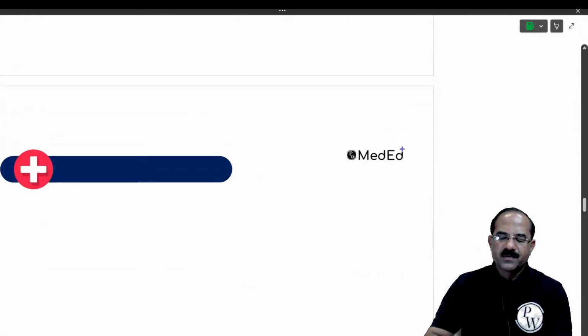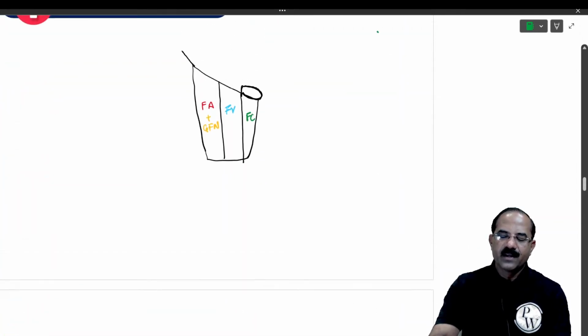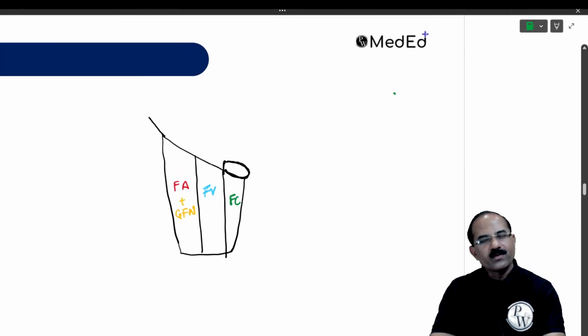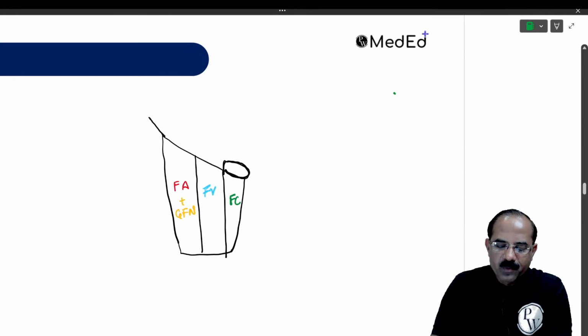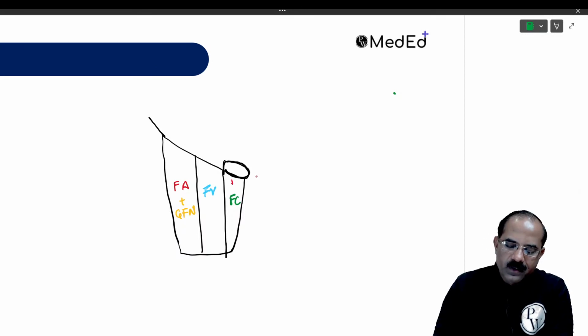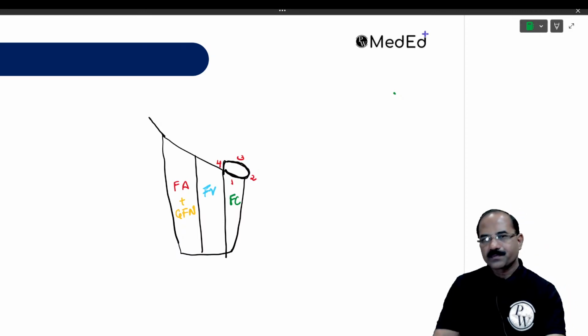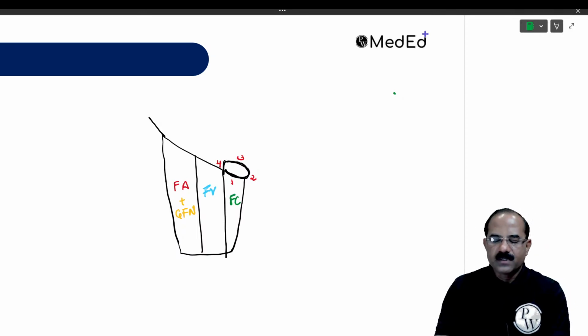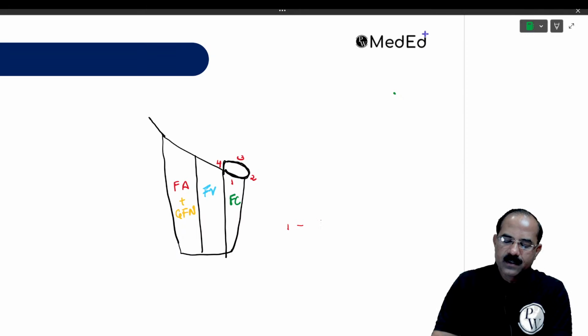Okay, so just coming back to this slide that I've drawn. So what are the boundaries of femoral ring? ये है अपना femoral ring. इसके boundaries देखिए. I'll just put numbers. This is number 1, this is number 2, this is number 3, and that's number 4. So what is this? Number 1 is the inguinal ligament. What boundary is that?